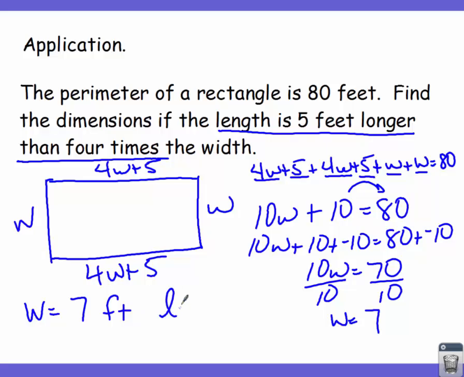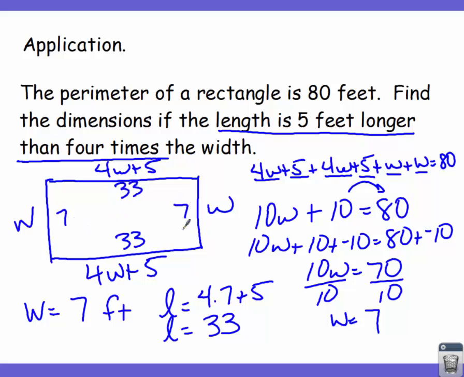But now what about the length? I know the length is 4w plus 5. So that means we're going to have 4 times 7 plus 5. Okay, so the length then is equal to 4 times 7 is 28. 28 plus 5 is 33. So this is 33, this is 33, this is 7, and this is 7. You add all that together and you end up with 80 feet. And that's how you deal with solving equations.